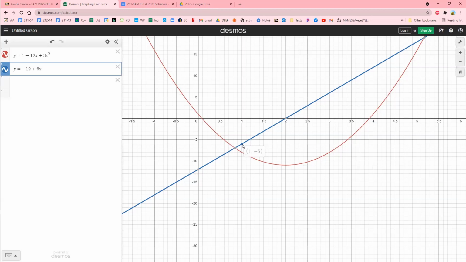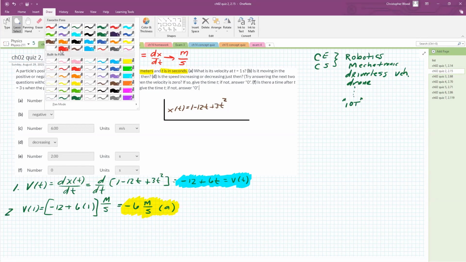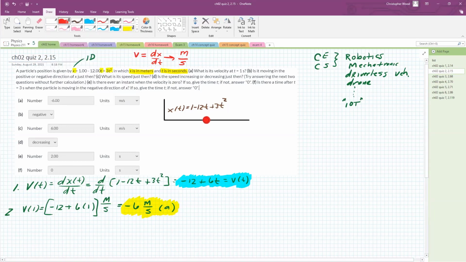At t equals 1 second, I have a negative velocity, which means at t equals 1 second, my object might be here. So let me put my object at some location at t equals 1 second. Is it moving in the positive or negative direction? This is the direction of my velocity right here. I should draw that.